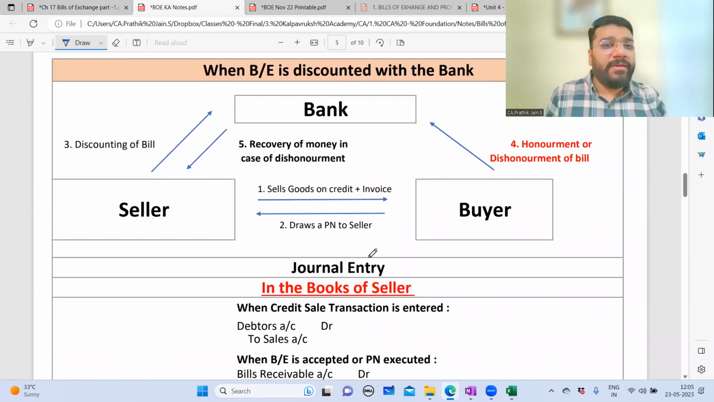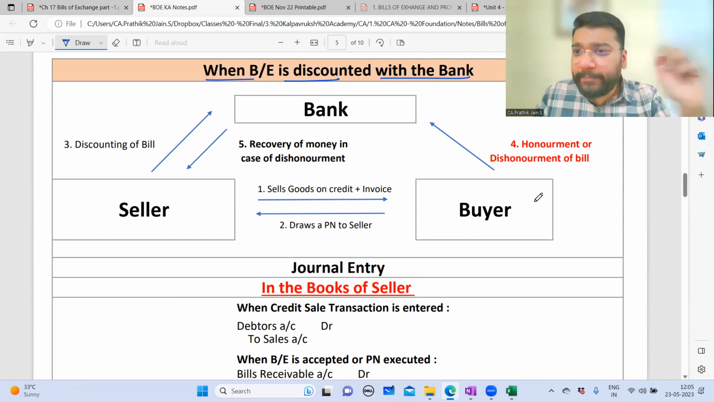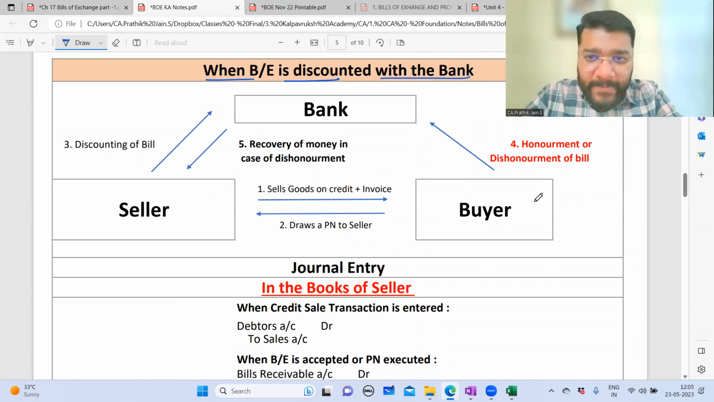Next concept, guys. When a bill of exchange is discounted with the bank. Now understand the scenario. Very nice scenario. Online people, am I clearly audible with what I'm saying? Yes, sir. No disturbance in the internet, no? No, sir.